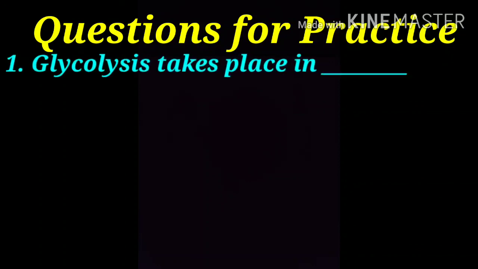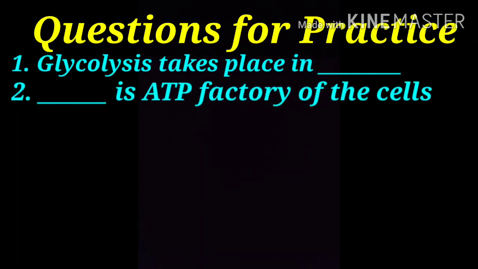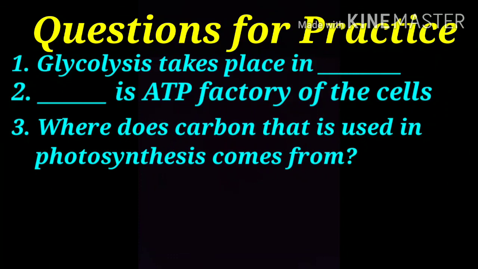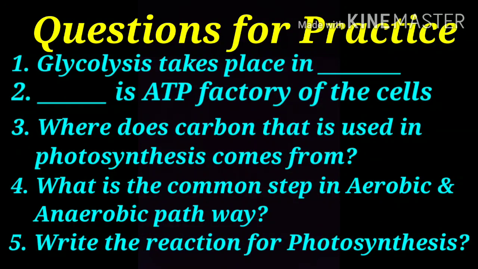Next, evaluation. Fill in the blanks. First, glycolysis takes place in dash. Second, dash is the ATP factory of the cells. Third, where does the carbon that is used in photosynthesis come from? Fourth question, what is the common step in aerobic and anaerobic pathway? Fifth question is, write the reaction for photosynthesis.